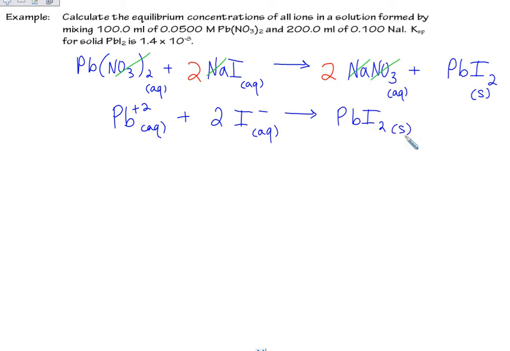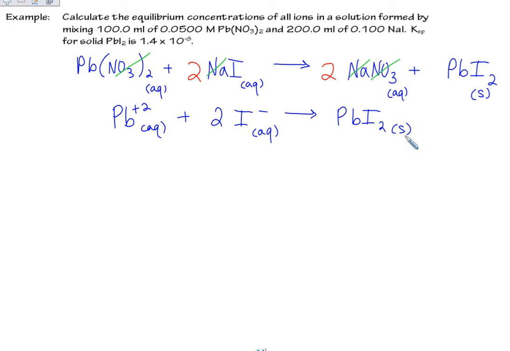Well, that was fun. Blast from the past. Ooh, that was chapter 4, too. Wow, this was a combination of chapters 4 and 15, the two beasts of the year. All right, let's answer some of this. We want to know the equilibrium concentrations of all ions in a solution formed by mixing the lead nitrate and the sodium iodide. They do give me a Ksp for the solid lead iodide.